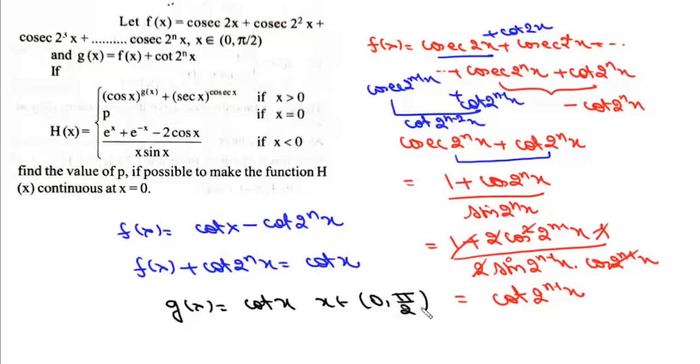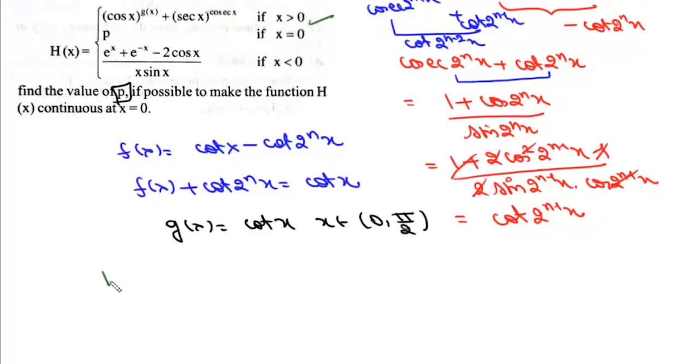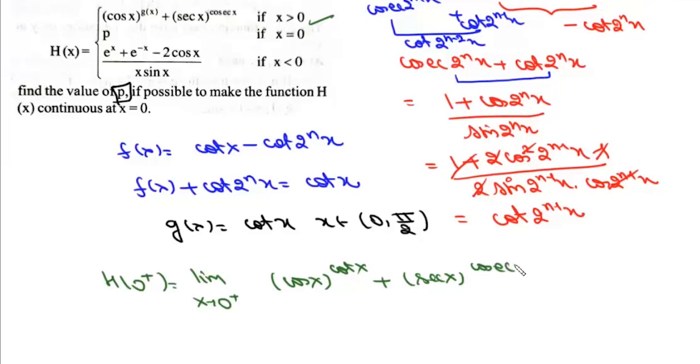Now we are given this function h(x) and it says find the value of p to make the function h continuous at x equals 0. First we'll find its right hand limit. So it will be h(0+), the limit as x tends to 0 positive of (cos x)^g(x), and g(x) is cot x, plus (secant x)^cosec x. Now cos 0 is 1 and cot 0 is infinite, and secant 0 is 1 and cosec 0 is infinite. So both of them are 1 to the infinity forms. So we'll use the shortcut directly.